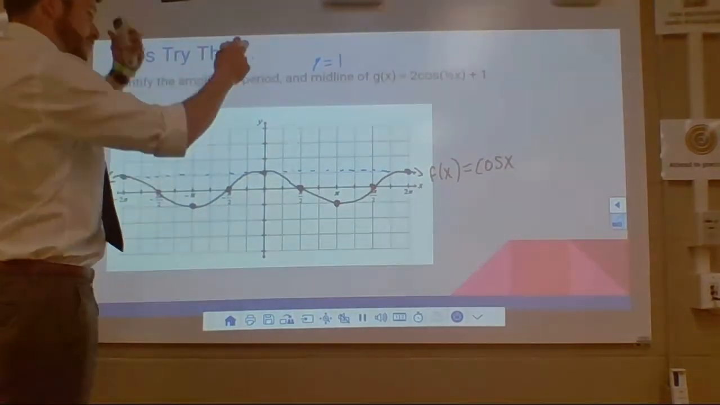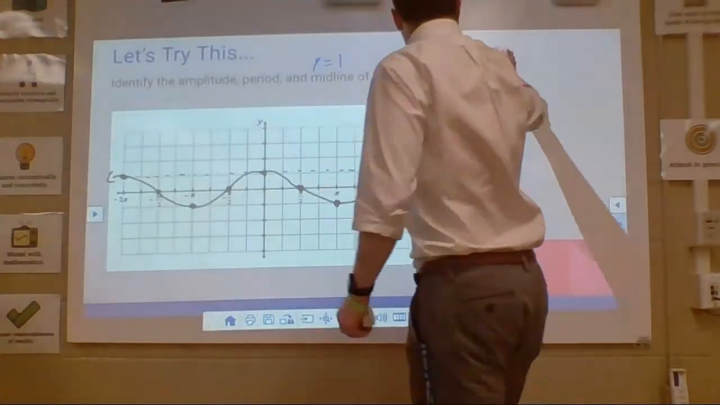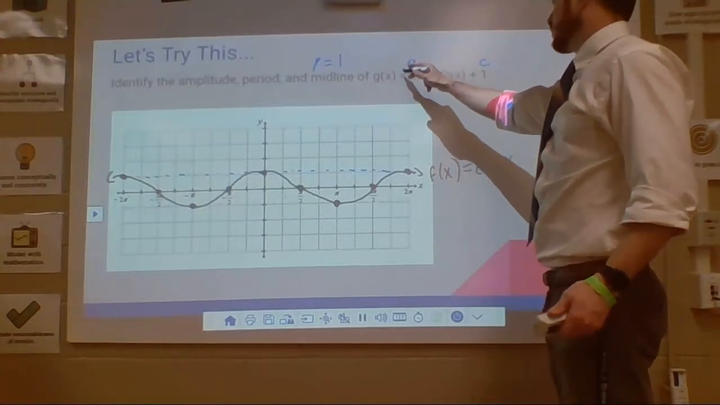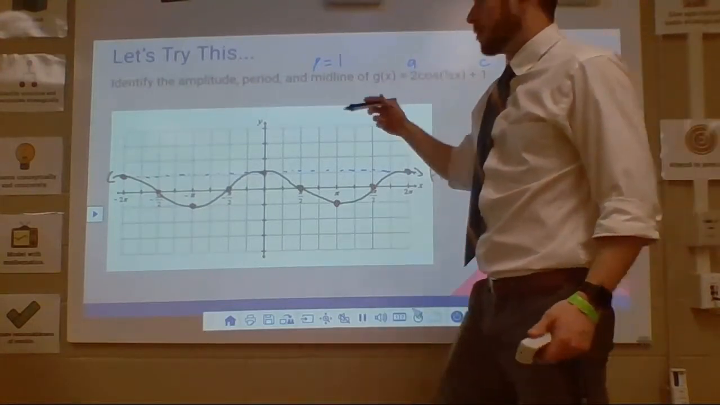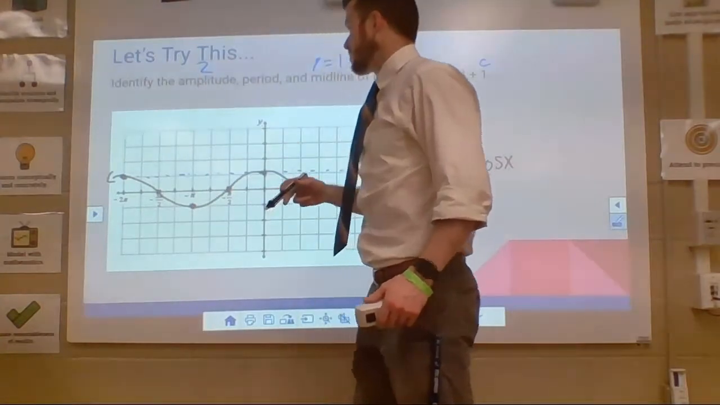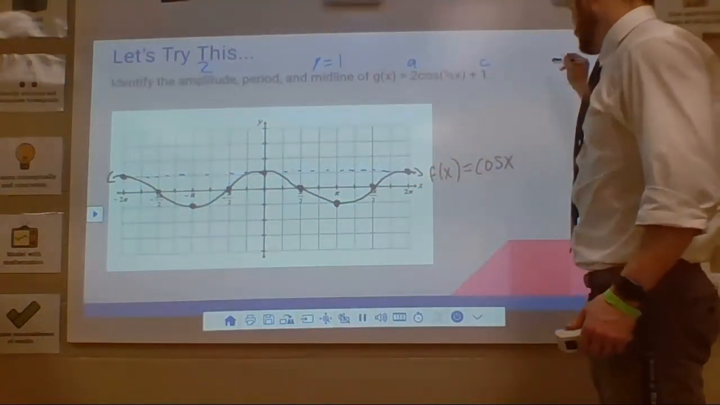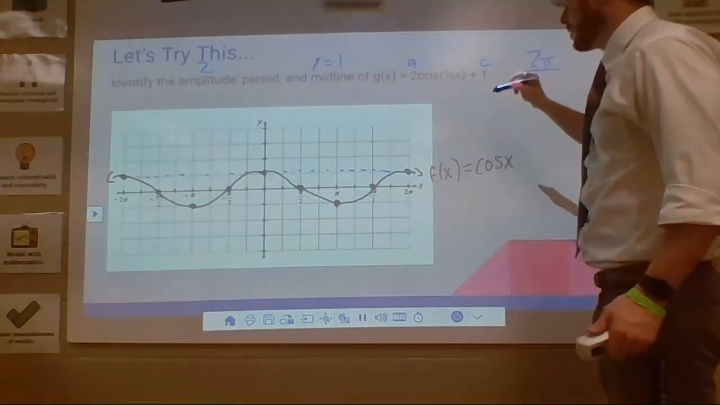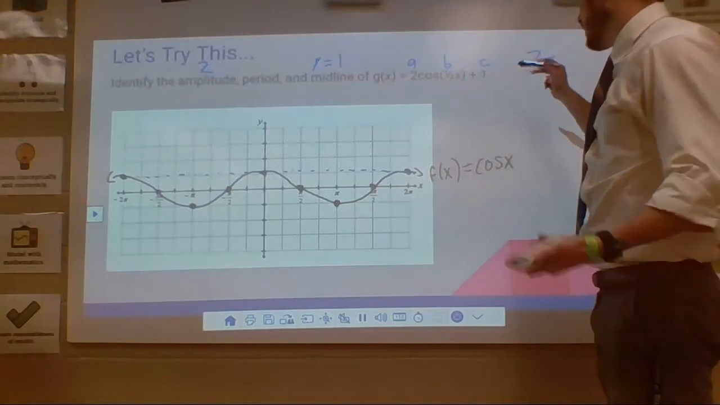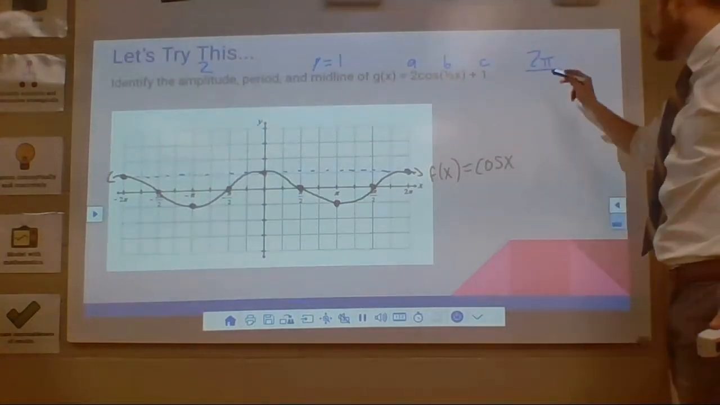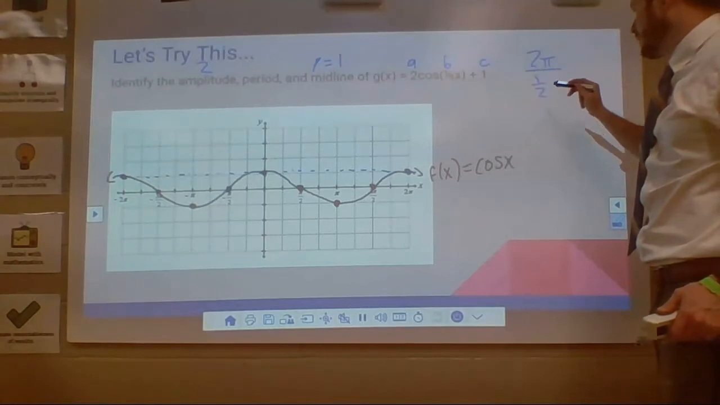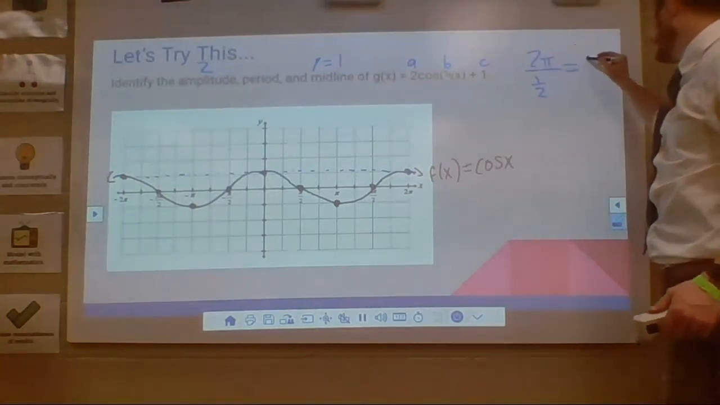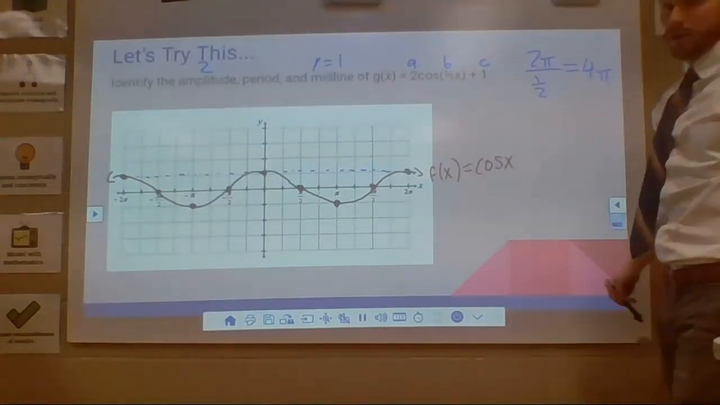All right, and then the amplitude. Well, the amplitude is the absolute value of A. A is 2, so the absolute value of 2, the amplitude is going to be 2. Now the period. For the period, we're going to say 2 pi divided by the absolute value of B. Well, B is 1/2, right? The absolute value of 1/2 is just 1/2. So I'm going to say 2 pi divided by 1/2. Well, if you say 2 divided by 1/2, that's going to give you 4. 4 pi would be the period, okay? 4 pi.